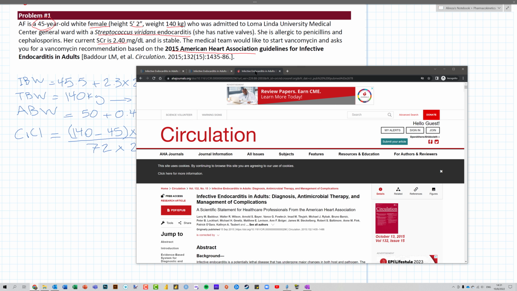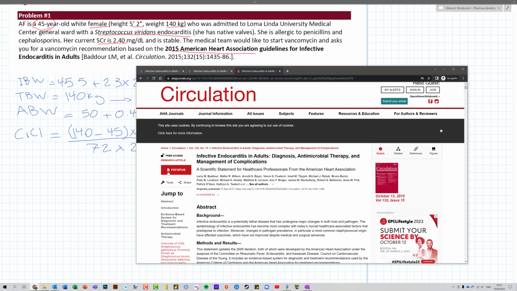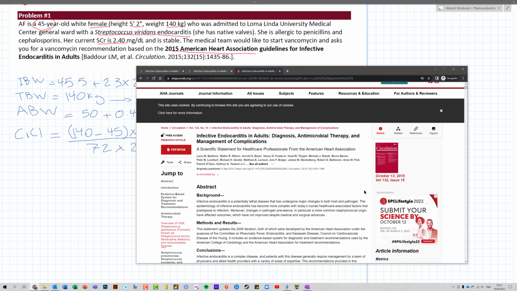If you click this, it will take you to Circulation, which is American Heart Association's journal, and they do publish American Heart Association guidelines in this journal. The latest endocarditis guideline was published in 2015. It has not been updated since then as of this recording. So here, if you want, you can download the PDF. It should be free access, so you should be able to get that even if you don't have access to the library.